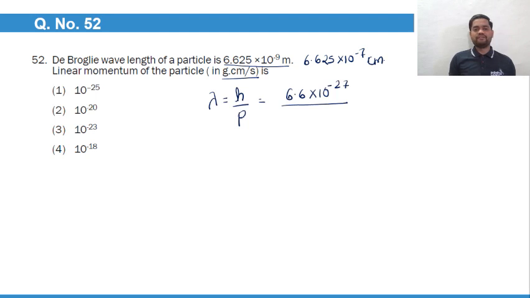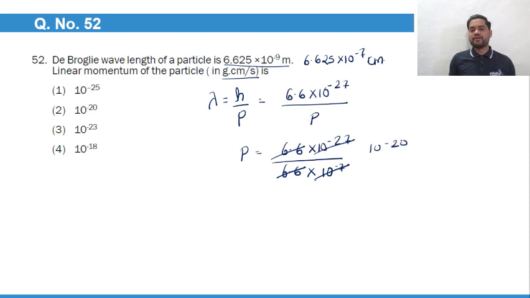Then momentum we need to calculate. So momentum will be equal to 6.6 into 10 raised to minus 27, whole divided by the wavelength, which is 6.6, I am just considering that much, into 10 raised to minus 7. So this gets cancelled, and the 10 raised to minus 7 goes up, becoming 10 raised to minus 20. Hence the answer will be 10 raised to minus 20.